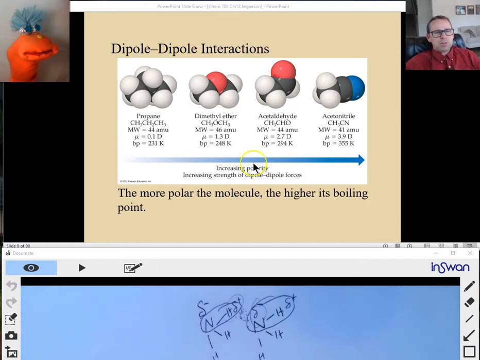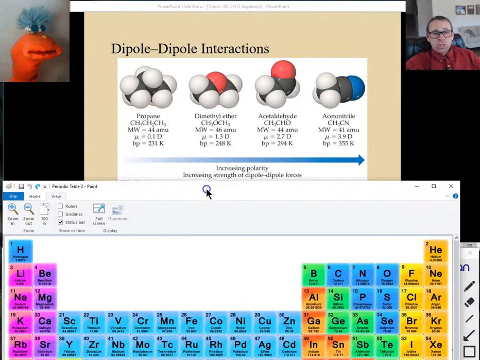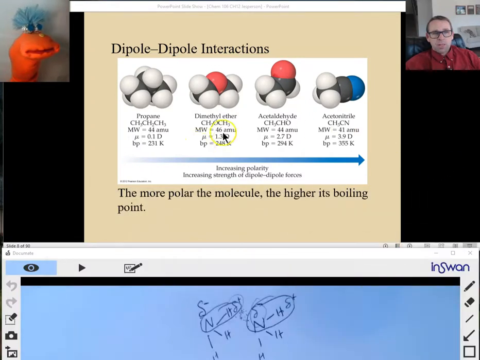So here are some examples. Propane: 3 carbons and just hydrogens, no strong dipoles there, and so the dipole moment for this compound is very low, 0.1. When I add an oxygen in there, you can see that the oxygen is at the top, and I get an asymmetric structure with oxygen pulling electron density away, because remember, oxygen is one of the electronegative hogs, right? And so the dipole moment is higher.